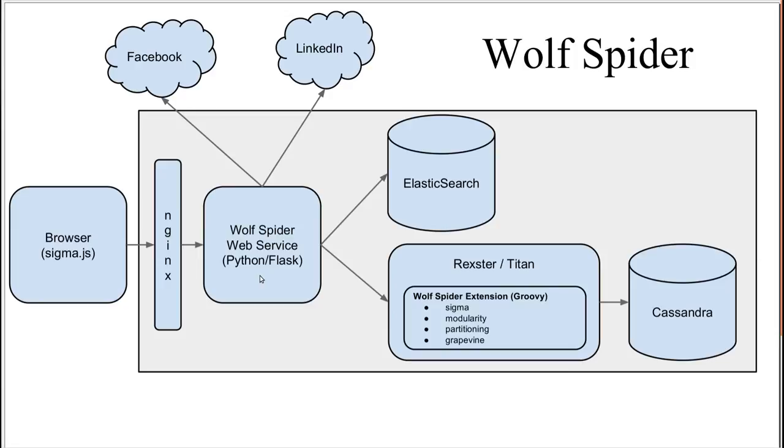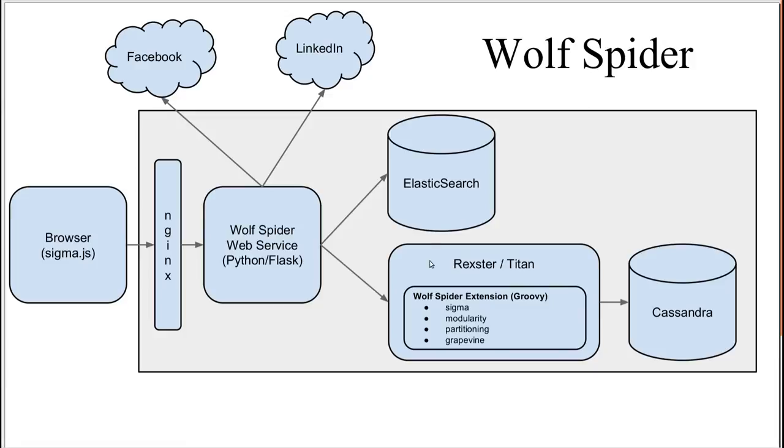I'm using Python and Flask to power the web service, which also handles the responsibility of ingesting network data from Facebook and LinkedIn. I'm using Elasticsearch for search. I'm using that externally to Titan. You can use it bundled with Titan, but I already had some code sitting around that did what I needed, so the path of least resistance was to just continue using it that way.